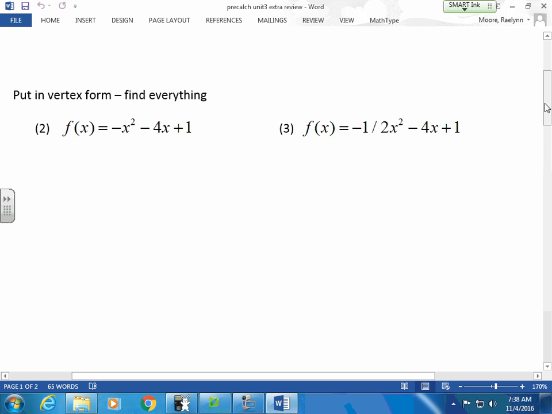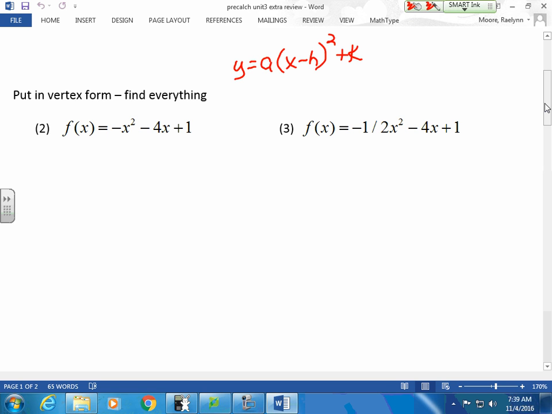Can we just put these in vertex form? So how do I get this in vertex form? What is my vertex form, by the way? a times parentheses x minus h, quantity squared, plus k. Good. And also remember, you're going to be given a point and asked to find the equation for it.